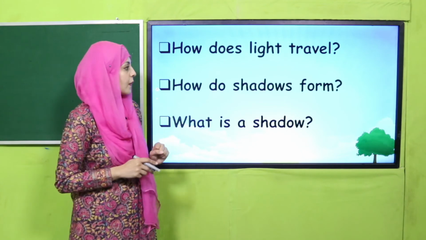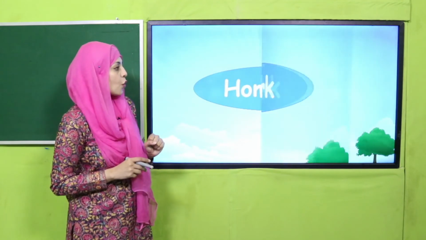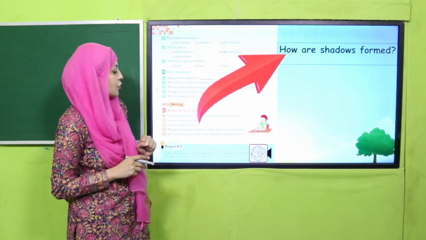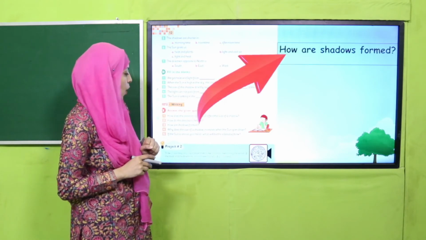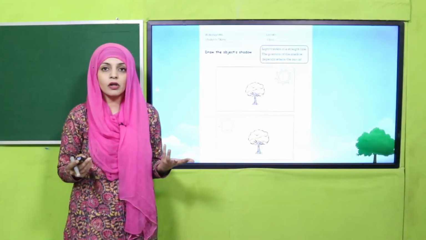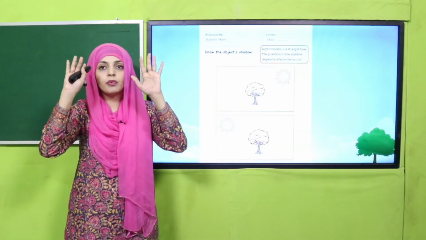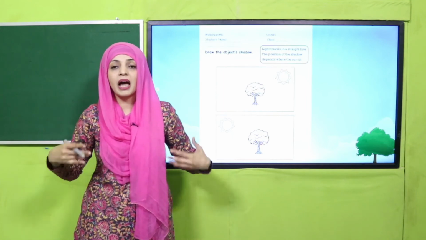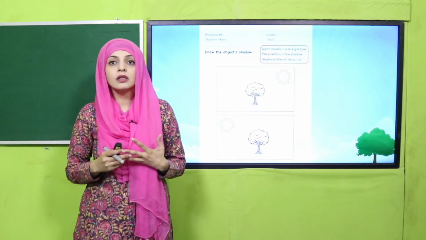Okay? So my dear students, your homework for today is given on page number 12. You have to do question number 3. How are shadows formed? So this question you will do in your notebook. How are shadows formed? Very easy. When you block the source of light, an area of darkness appears behind you. That is called the shadow.